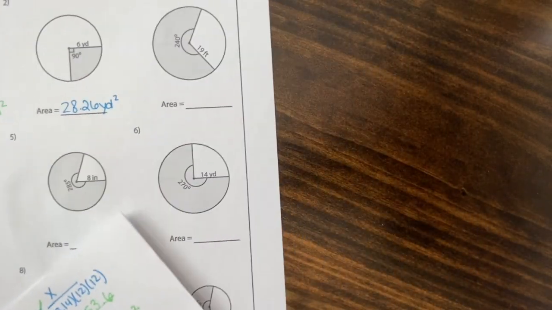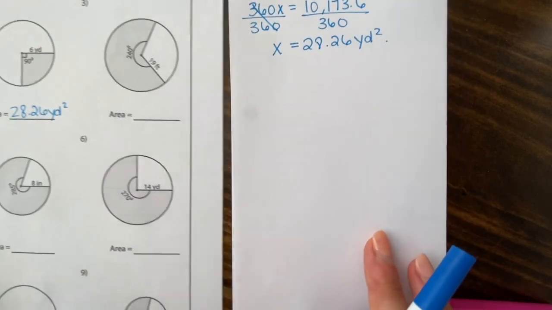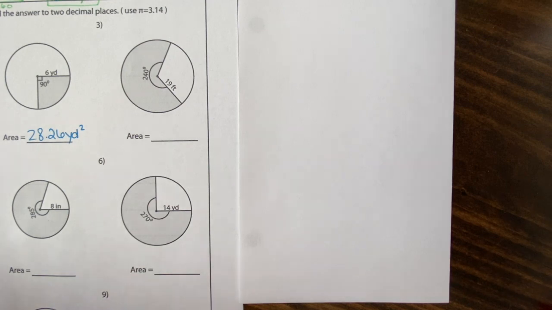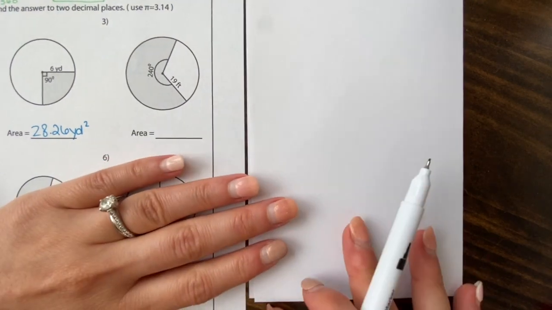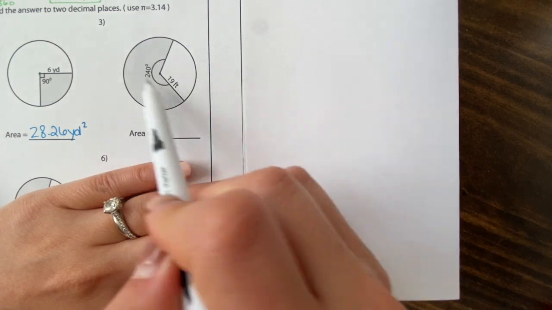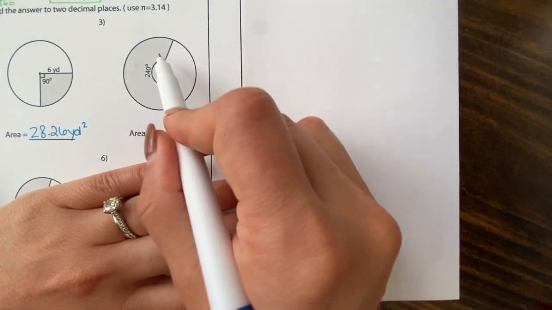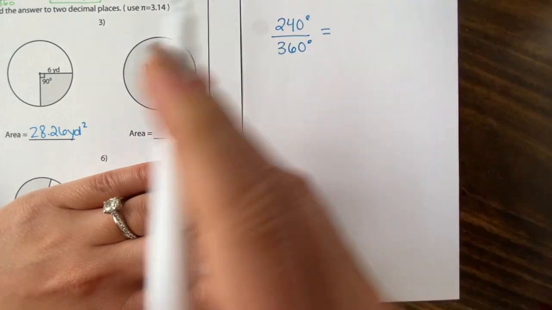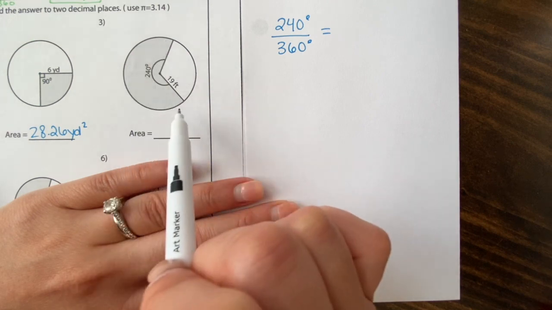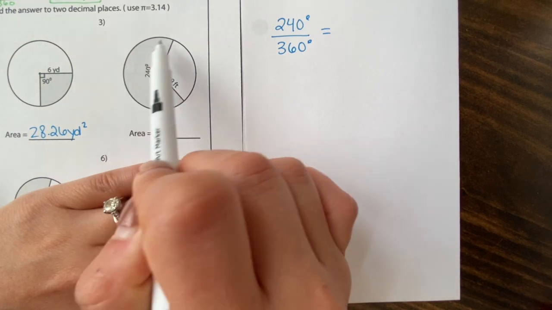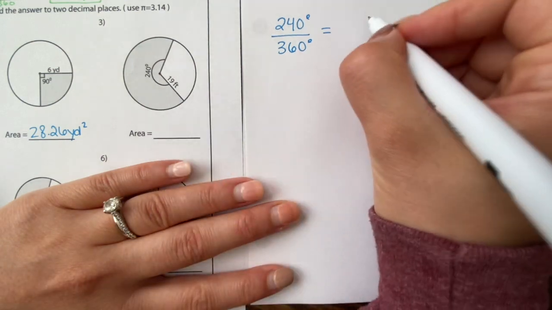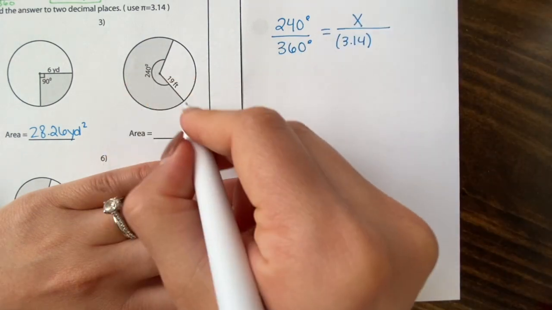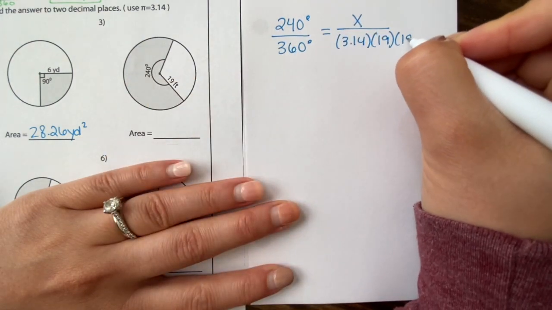Okay, and last but not least, we are going to do number 3. So we're going to use the same exact proportion. Part of the central angle, so 240 degrees, out of the whole 360 degrees, because remember, the bigger the angle, the more of the circle it covers. The smaller the angle, the less of the circle it covers, equals what part of the area over the whole area. So 3.14 times the radius, 19 times the radius again.